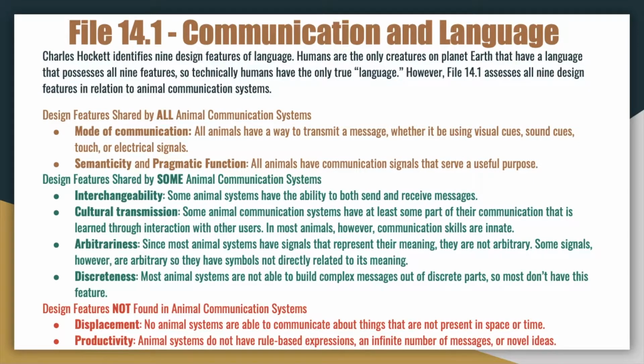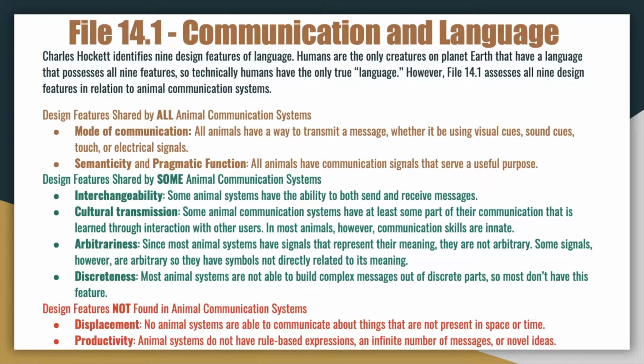There are 3 design features shared by all animal communication systems. The first is mode of communication. All animals have a way to transmit a message, whether it be using visual cues, sound cues, touch, or electrical signals. The next is semanticity and pragmatic function. All animals have communication signals that serve a useful purpose.